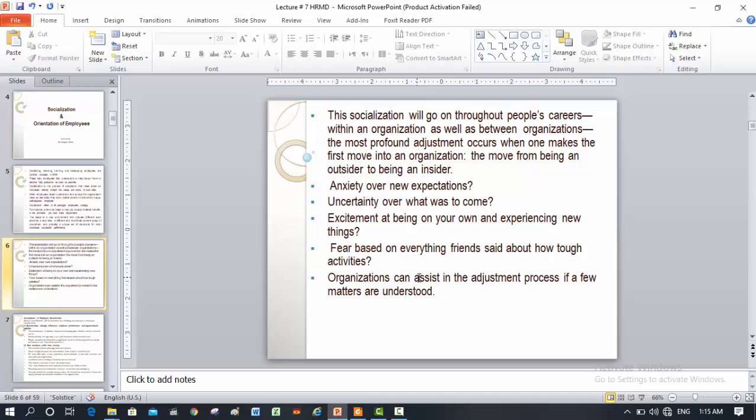As we see, the new employees have anxiety over new expectations. They fear that they don't know what the organization expects from them. There is uncertainty over what is to come, excitement at being on your own and experiencing new things, and fear based on everything friends said about how tough organizations are. Organizations can assist in the adjustment process if a few matters are understood.